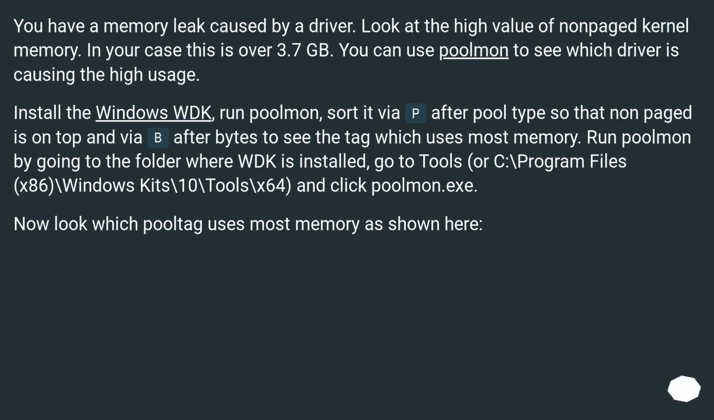Install the Windows WDK. Run PoolMon, sorted via P after pool type so that non-paged is on top, and via B after bytes to see the tag which uses the most memory. Run PoolMon by going to the folder where WDK is installed. Go to Tools, or C:\Program Files (x86)\Windows Kits\10\Tools\x64, and click poolmon.exe. Now look which pool tag uses the most memory as shown here.